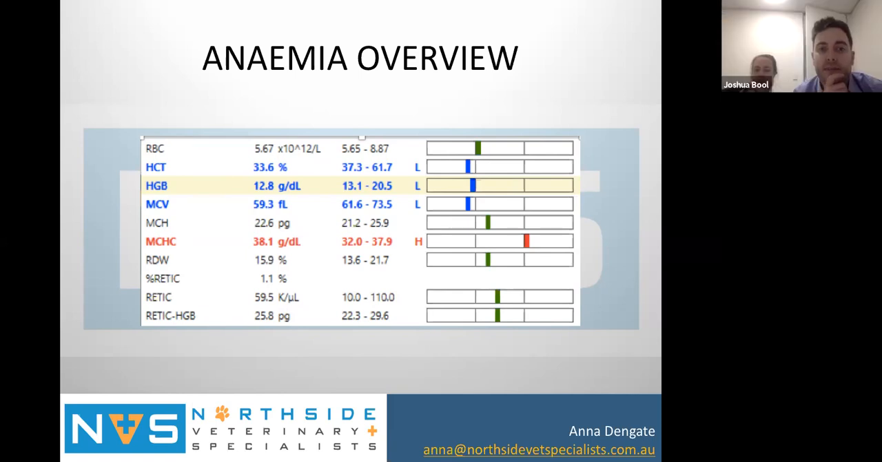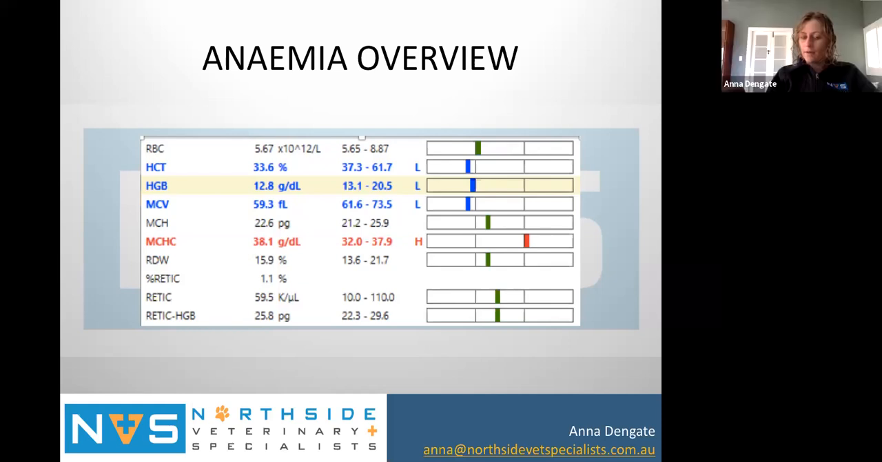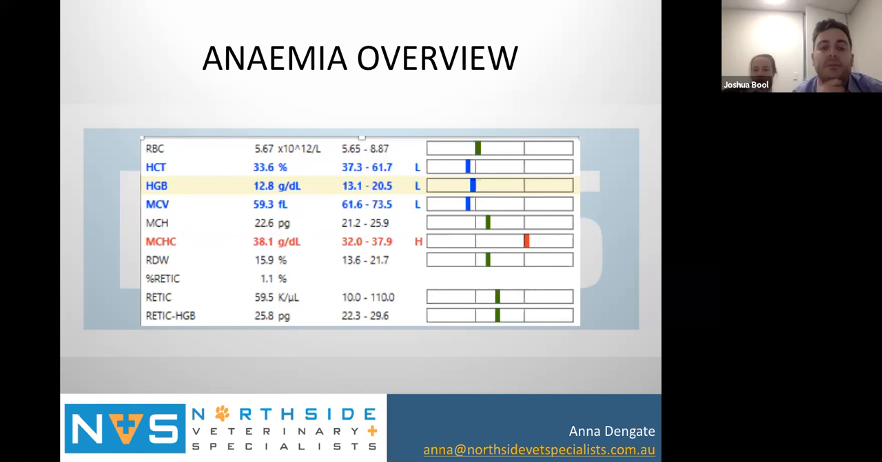But to interpret the CBC and to describe the anemia, you'd probably have to say it's either a pre-regenerative or non-regenerative hyperchromic microcytic anemia. Did you say hyperchromic? Yes. Yep. So technically true. But we know that hyperchromic really doesn't mean anything. So I usually call these guys normochromic.